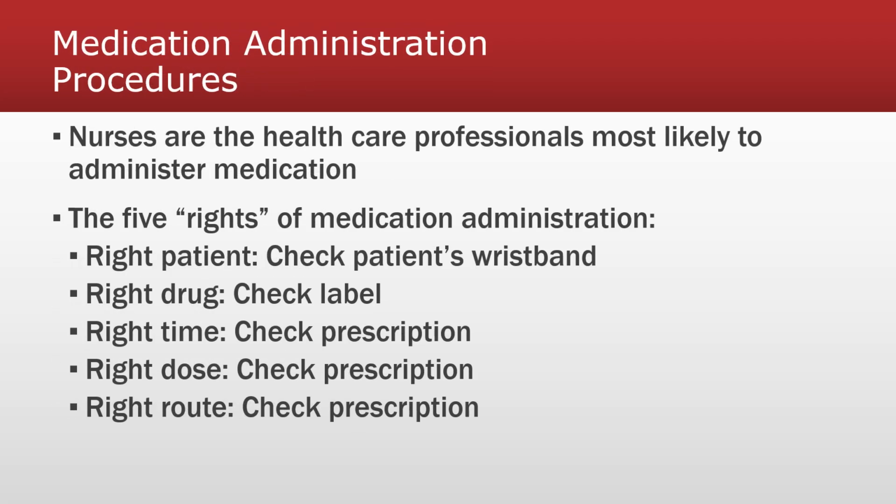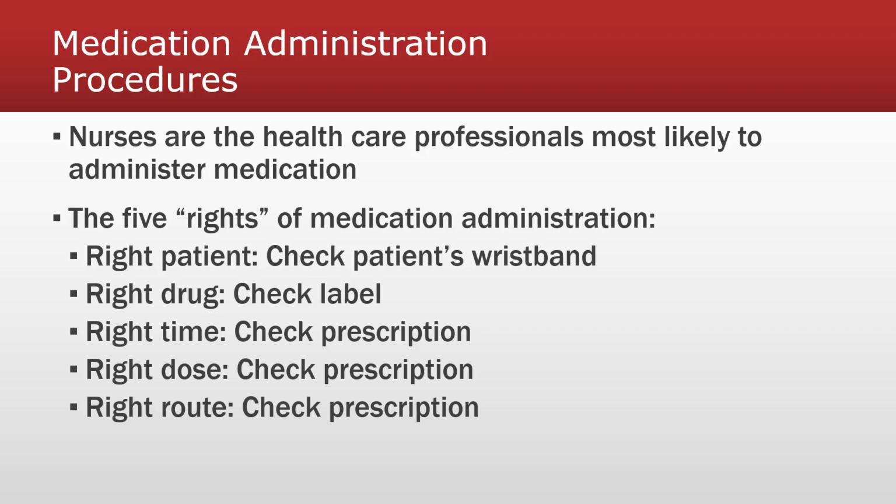Medication administration is one of the most critical and most high risk responsibilities nurses carry. In fact, nurses are the health professionals most likely to give medications directly to patients. That's why they follow what's known as the five rights of medication administration. First, the right patient, confirmed by checking the patient's wristband and asking them to state their name. Second, the right drug, matching the label to the prescription, no assumptions. Third, the right time, not early, not late, but exactly as prescribed.